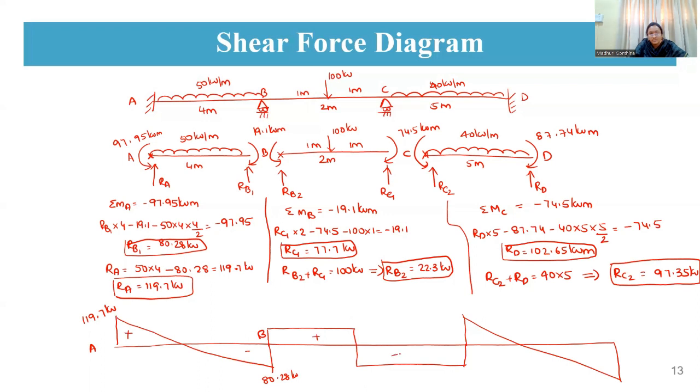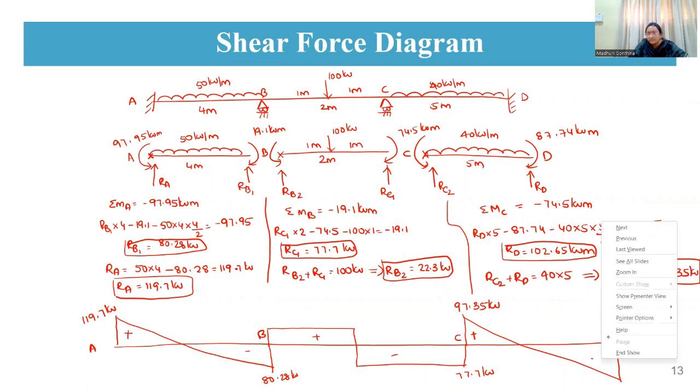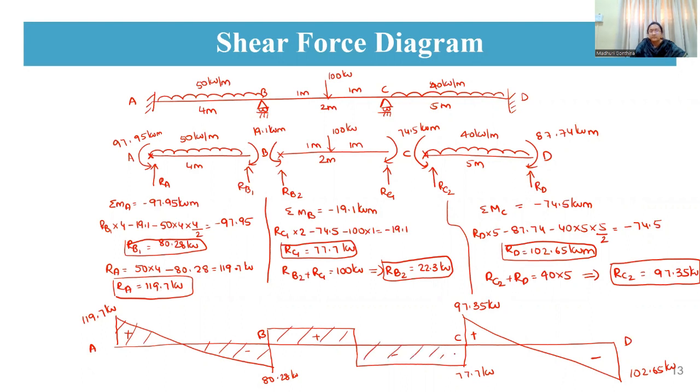And this is positive. Again this is negative. At C point you are getting again 77.7 kilonewton. And RC2 you are getting 97.35 kilonewton. And at D you are getting, sorry, this is positive, and this is negative 102.65 kilonewton. So this shaded portion is your shear force diagram. This is how we are going to calculate the shear force diagram.